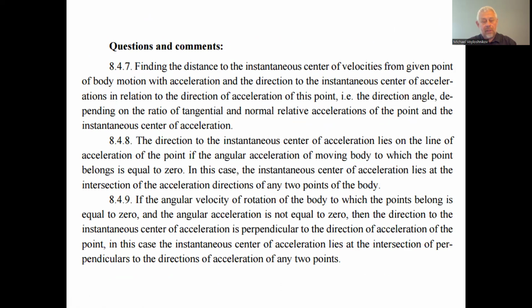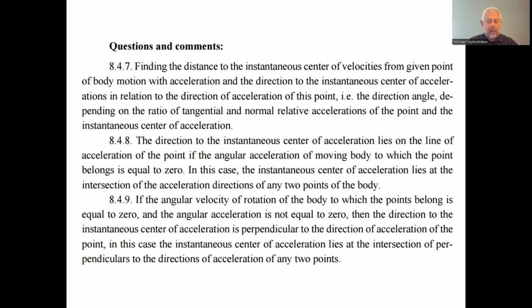H48: the direction of the instantaneous center of acceleration lies on the line of the acceleration of the point if the angular acceleration of the moving body to which the point belongs is equal to 0. In this case, the instantaneous center of acceleration lies at the intersection of acceleration directions of any 2 points of the body. If the angular acceleration of the body is equal to 0, so the body rotates with constant angular velocity, then any point of the body has only the normal component of the acceleration, directed to the instantaneous center of the accelerations.